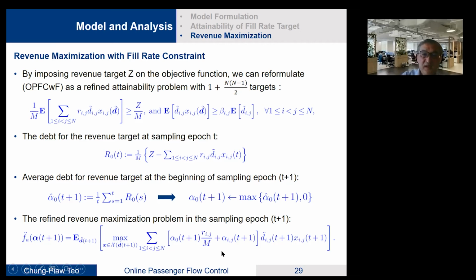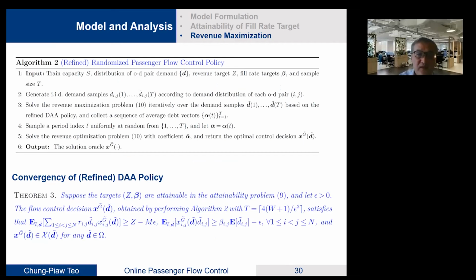So this again allows us to extend the theory to say that even if you want to serve the customers with the desired beta ij service level fill rate, and if you want to maximize revenue at the same time, you can do so by searching over Z. Once you fix Z, the algorithm will be able to tell you whether the targets are attainable. This can be achieved by a line search.